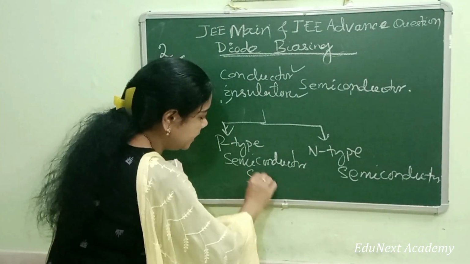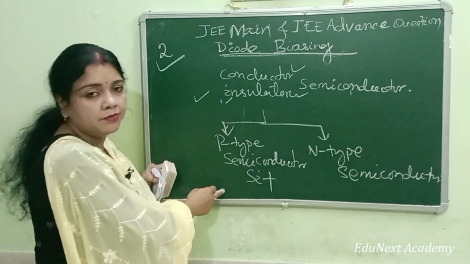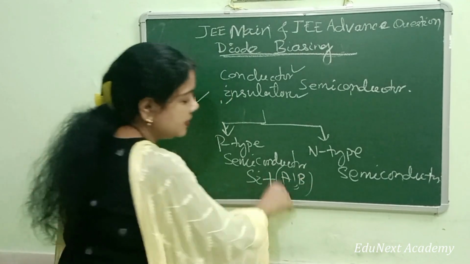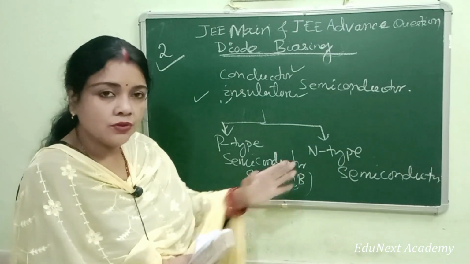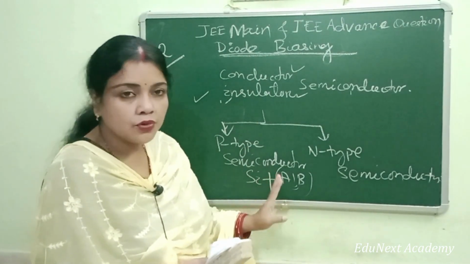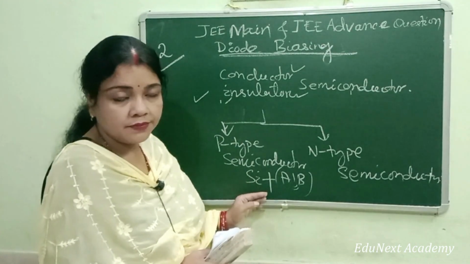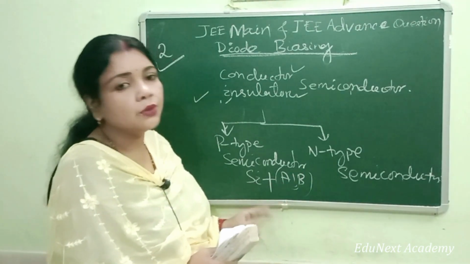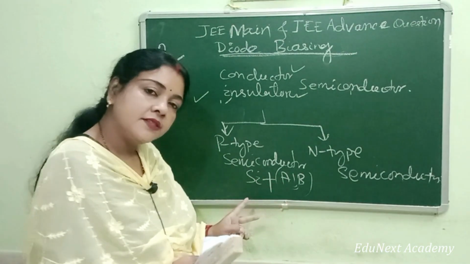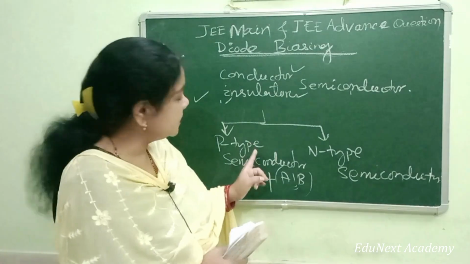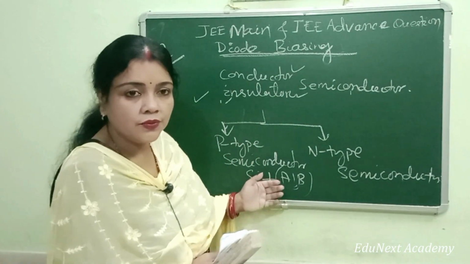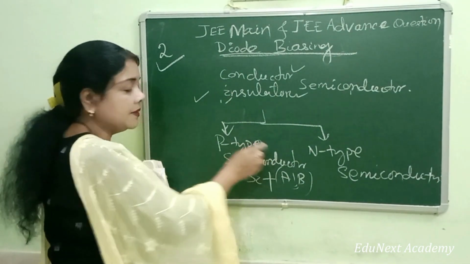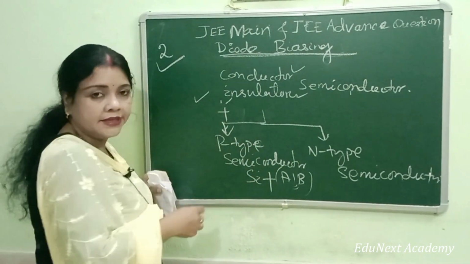When silicon is added with a trivalent impurity, like aluminum or boron, they have 3 electrons in their outermost orbit, but silicon has 4. When they combine with each other, they don't follow the octet. So there is a deficiency of one electron. That electron deficiency makes a hole, and the hole is a positively charged particle.